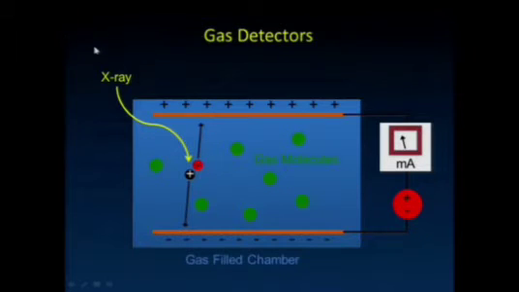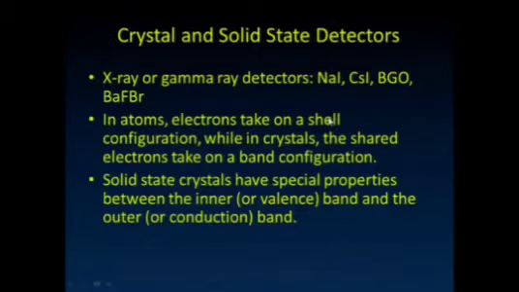A gas detector is pretty simple. X-ray comes in, interacts with the xenon gas here, liberates some charge, and we just measure the amount of charge, which is proportional to the X-ray energy that was detected. Crystals and solid-state detectors, there's a number of them that we'll hear and talk about in different imaging. Sodium iodide, cesium iodide, bismuth germanium oxide, and in PET, barium fluorobromide.